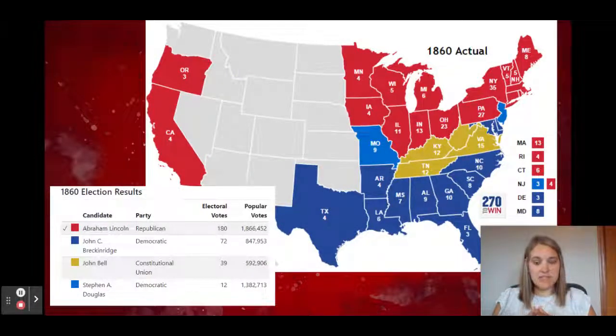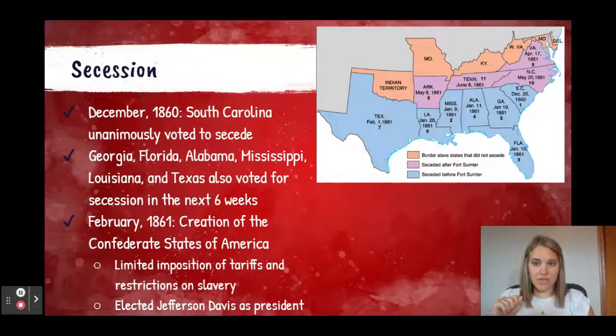So here are the results. As I already mentioned in the definition, Lincoln only wins 40% of the popular vote, and he does not win a single electoral vote in the South. So secession follows very quickly.